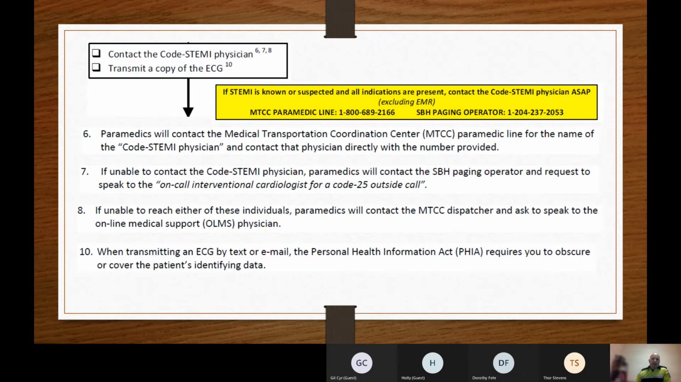So if you are going to transmit an ECG by text or mail or email, for us it would just be texting. The Personal Health Information Act requires you to obscure or cover the patient's identifying data. So when we do our 12 lead, before we take the analysis, we put in the patient's sex and age, but we don't need to put any names or anything like that into the machine. That helps reduce the chance of PHIA breaches. But when you're taking a picture of your 12 lead to text to the cardiologist at their request, make sure that you try to hide any identifier. Even gender or age, you can try and cover that up. That way there's no way of really tracing it back to the patient.